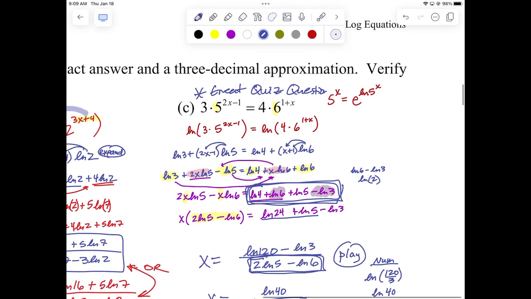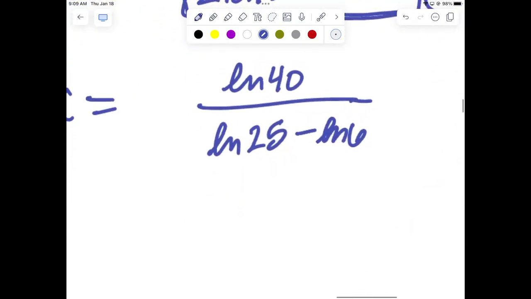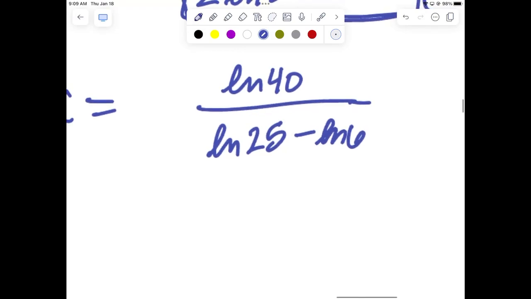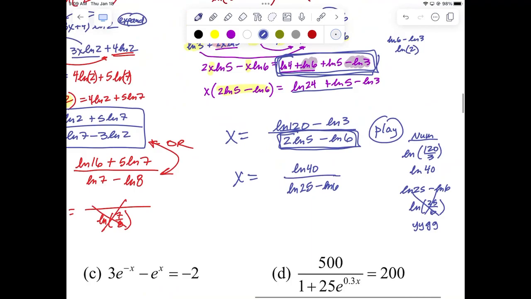On a test, if this makes a great quiz question, you know it makes a great test question. As a multiple choice question, this might be the answer choice. And you'd have to kind of mess around with it until you match it up to one of the answer choices. Fun.